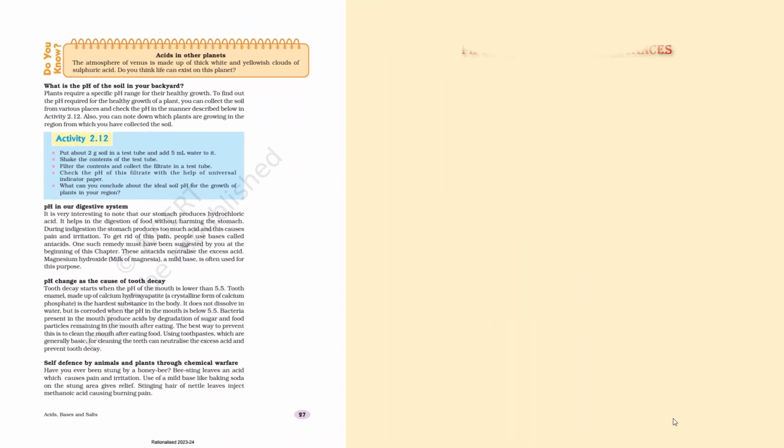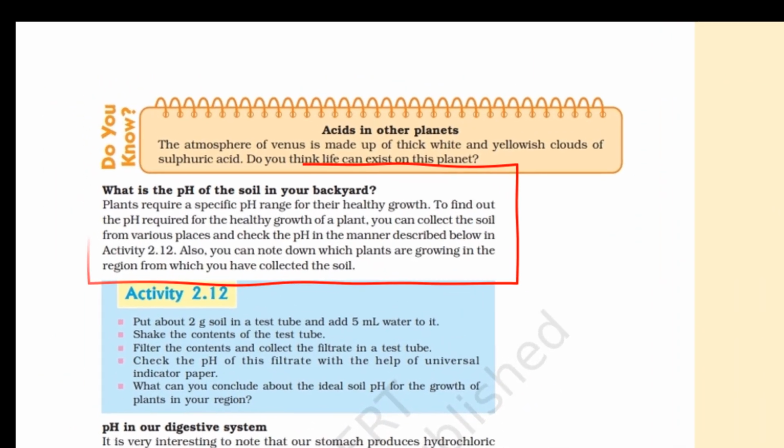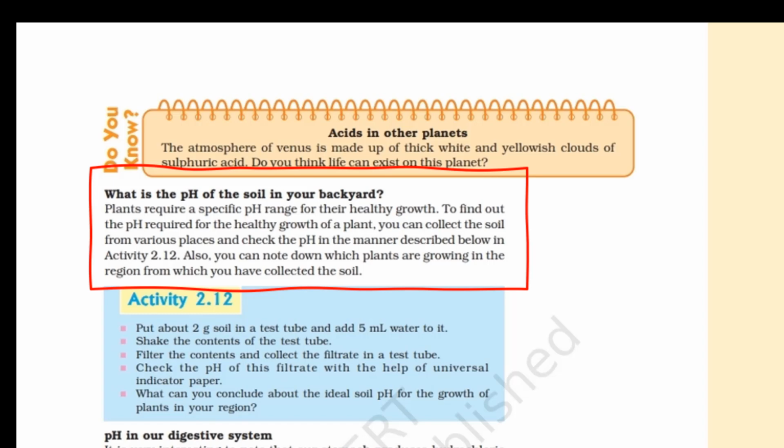Now, coming to the next, what is the pH of the soil in your backyard? Plants require a specific range of pH. If the soil is too acidic, they will not be able to grow. Therefore, if somebody has a plan for a large scale production, then the person has to first identify the type of soil through the pH check and then decide whether the soil is suitable for the growth of that particular plant or not. But definitely, there are ways and means by which the pH can be controlled.